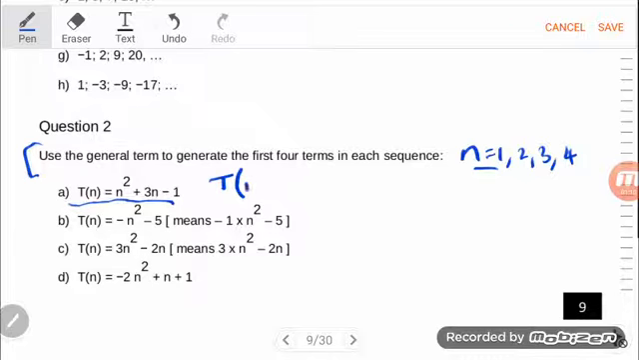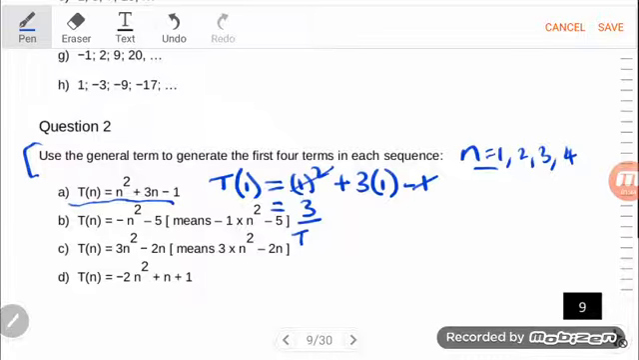So Tn, replacing the n with 1, is equal to n squared, 1 squared, plus 3n, 3 times 1. Remember the brackets in algebra mean multiply, minus 1. Okay, this is positive 1, this is negative 1, those two cancel, and we have 3 times 1, which is 3. This is our first term.